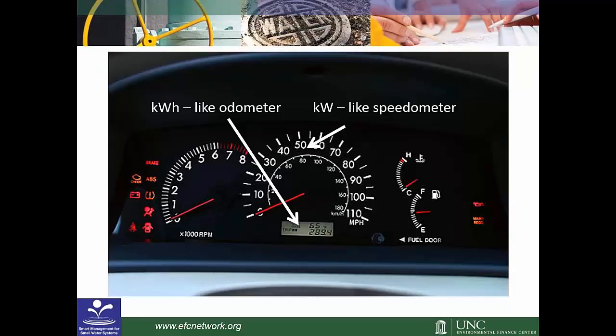So this is an illustration from a car, obviously, of what I was talking about a moment ago. The energy charge or consumption charge, measured in kilowatt hours, is like your odometer. Did you travel 200 miles this month, 500 miles, 1,000 miles this month? The demand charge, or power demand charge, measured in kilowatts, is like your speedometer. How fast are you going right this minute? How many miles per hour or kilometers per hour are you going right now?